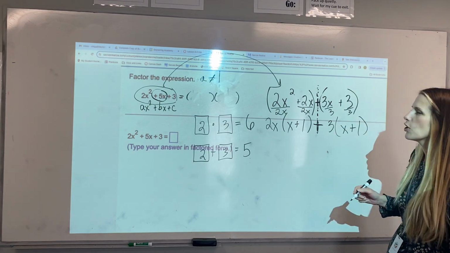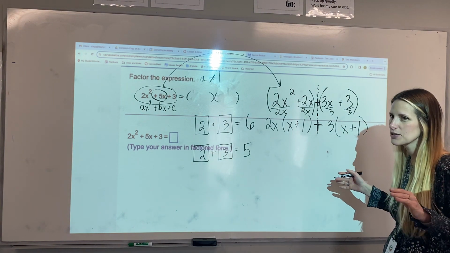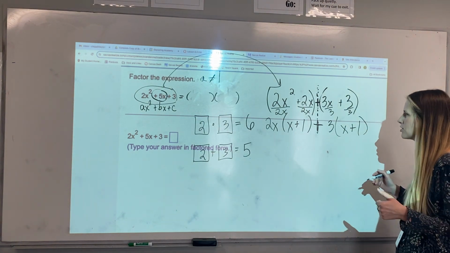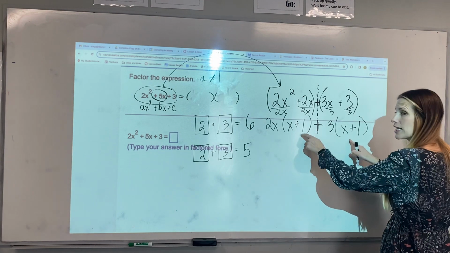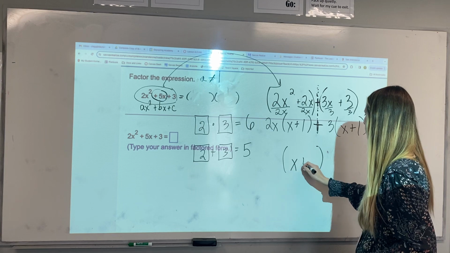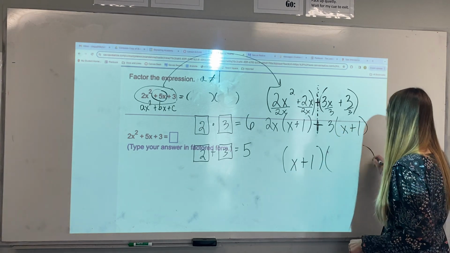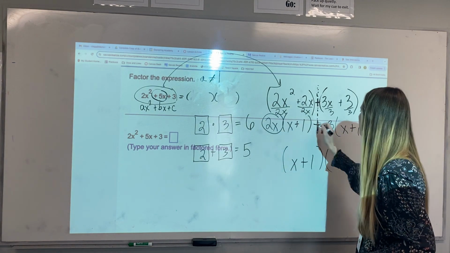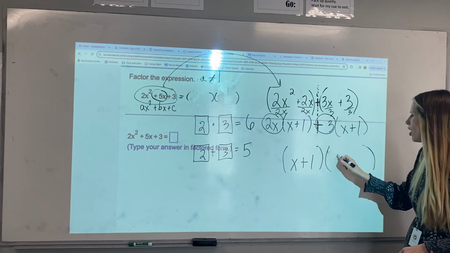Okay. So your final answer, I know this is going to sound crazy, is going to be your matchy as one of your binomials and your GCFs as your other binomial.